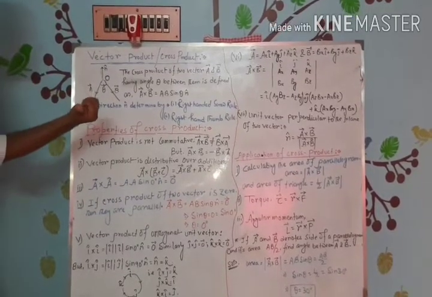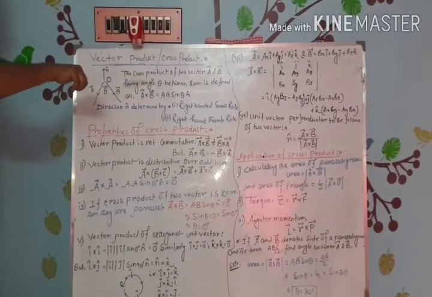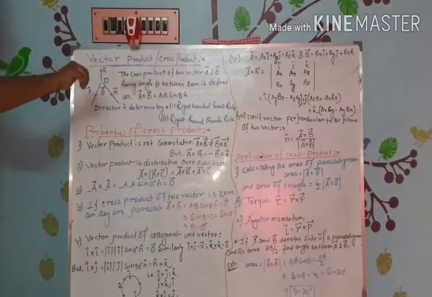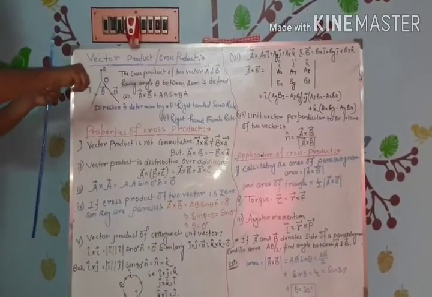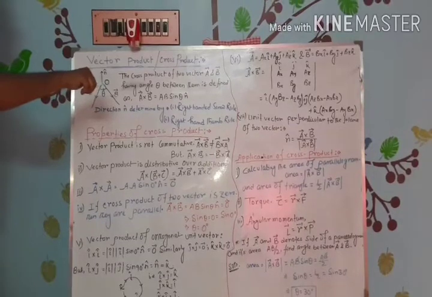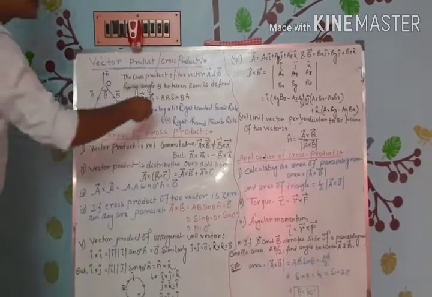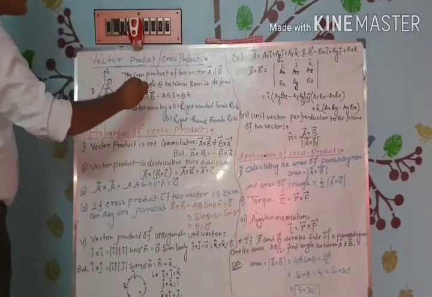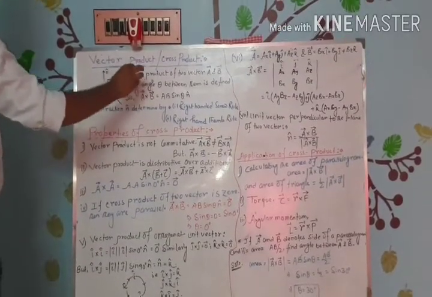If you want to determine B cross A, then you have to keep your right hand like that, where your curled fingers give the rotation of the vector from B to A and your thumb will give the direction of the cross product, that is the direction n cap. Okay, so by these two different rules we can determine the direction of the cross product of two vectors.